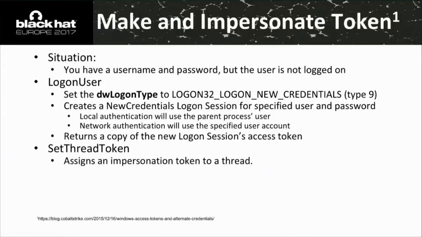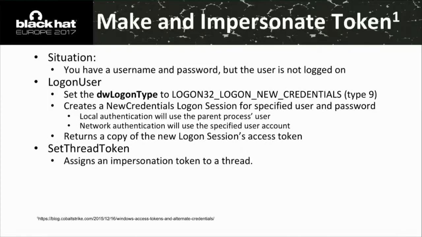I can use the LogonUser function and set the dwLogonType parameter to LOGON32_LOGON_NEW_CREDENTIALS, which is a type 9 logon, and pass those credentials to create a completely new logon session. Is anybody familiar with runas /netonly, that type of being able to run as a separate user? This is the same functionality performed at the API level. What this does is it creates a new logon session of type new credentials, which is kind of important. And it's going to create a token that's kind of a dual token. So locally, I'm going to run as the original user that I called LogonUser as. But on the network, I'm going to be able to authenticate using the credentials that I passed to the LogonUser function, right?